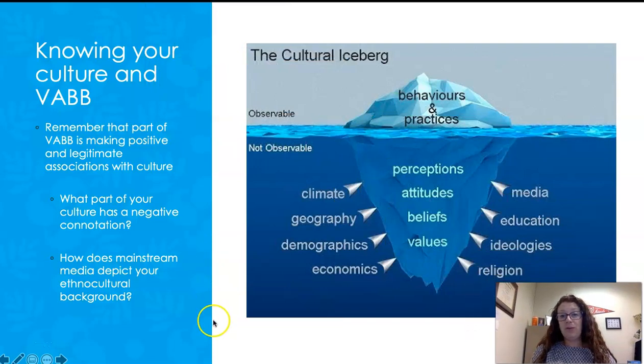So you've seen this before, the culture iceberg. Knowing your culture and VABB. Remember that part of VABB is making a positive and legitimate association with cultures, particularly cultures that are not your own. So what part of your culture has a negative connotation?